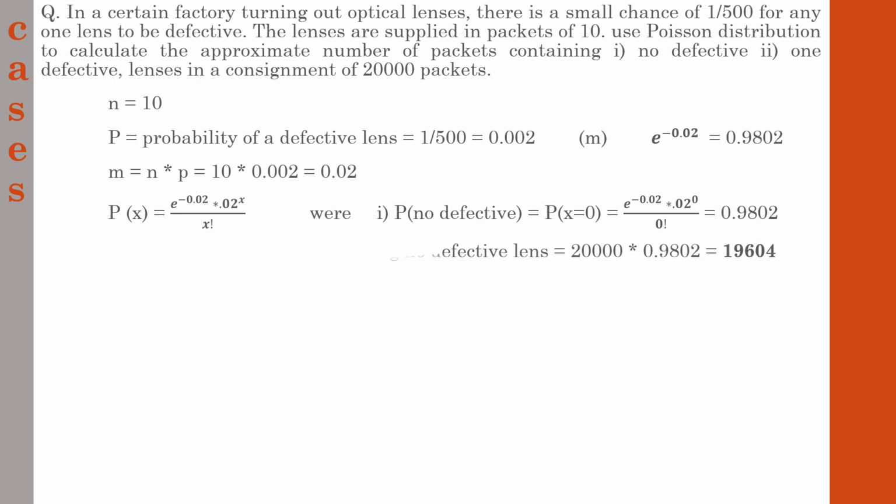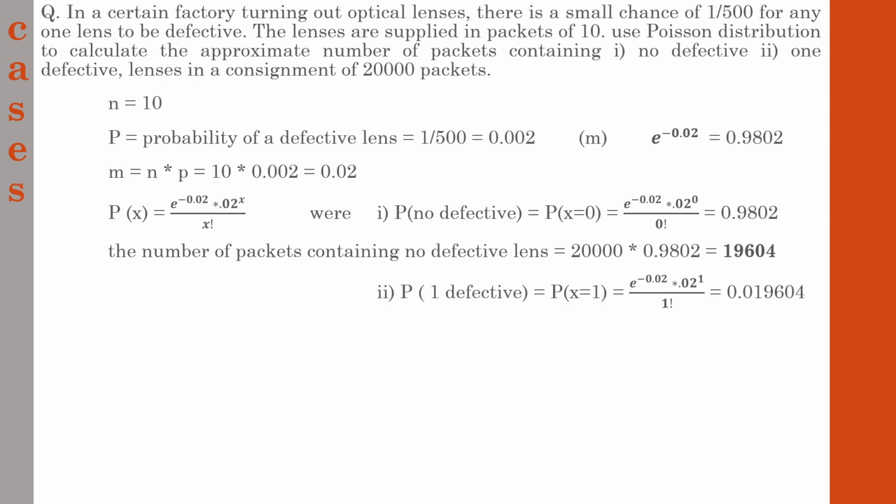So what is the number of items with regard to that? It can be found by the number of packets containing no defective lens, which is 20,000, that is capital N 20,000, into the probability of no defective goods. Then you will get the exact number of items that are representing no defective goods. So this is how you have to deal with a Poisson distribution case, where you have to find the number of items based on the particular probability of that scenario. So here the value is 19604. So out of 20,000, 19,604 will be non-defective goods. Non-defective, not defective. So the first part is over.